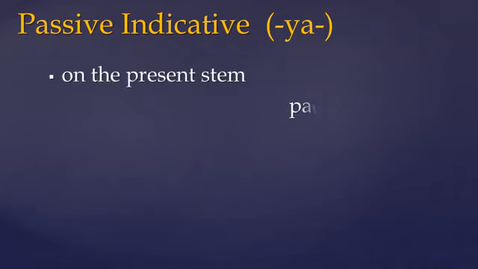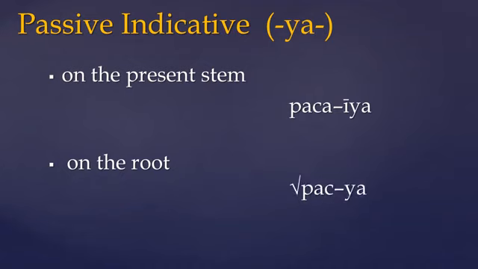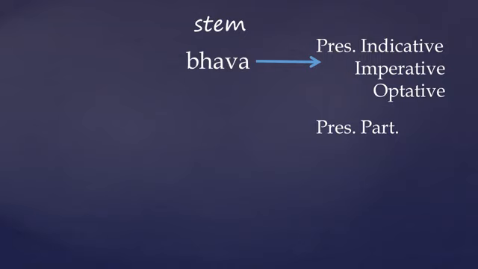Now, as is often the case with Pali, the passive indicative can be formed in several ways. The infix is always ya, and this can be placed on either the present stem or directly on the verb root. We've covered the difference between stems and roots in the tutorial on verb mechanics, but let's just have a quick refresher. In Pali, present tense verbs, that is, the present tense moods and the present tense participle, are formed on what is called the present stem, for example the verb bhava.